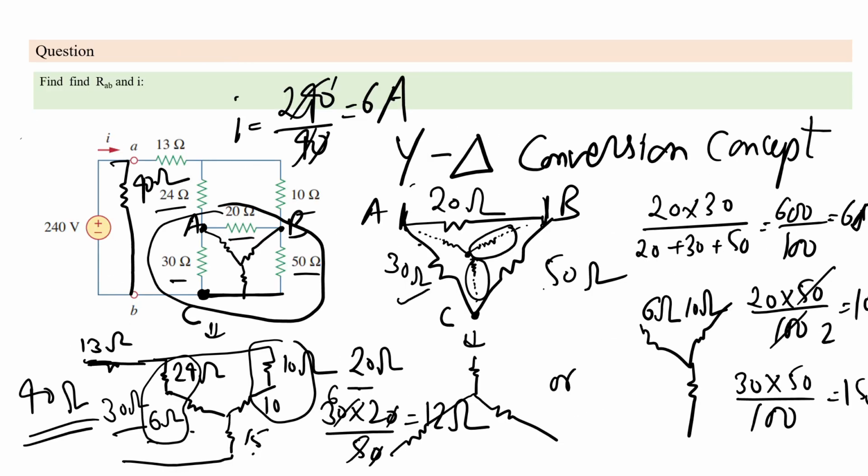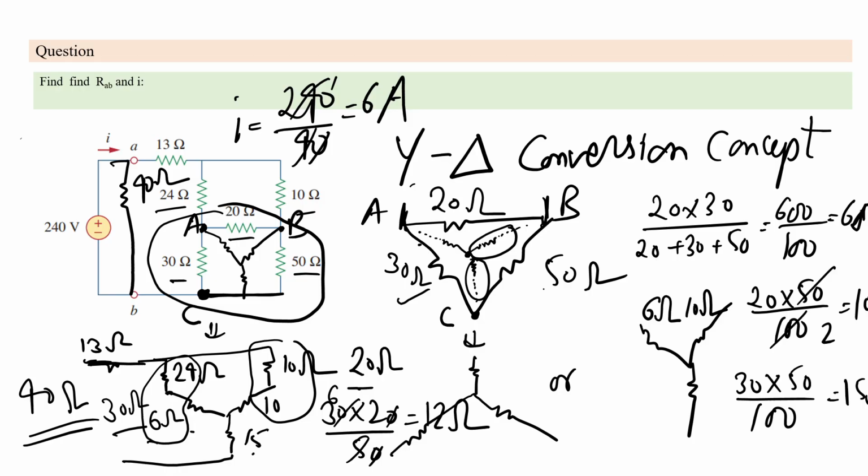So if you see in this question, 30 ohm, 50 ohm, 20 ohm are in delta format. So how to convert into star? Between 30 ohm and 20 ohm, it comes out to be 20 multiplied by 30 divided by 20 plus 30 plus 50. It is 600 divided by 100, 6 ohms. Same between the 30 ohms and 50 ohms, that is 30 multiplied by 50 divided by 100. It will come out to be 15 ohm. Same for the 20 ohm and 50 ohm, it will come out to be 10 ohm.